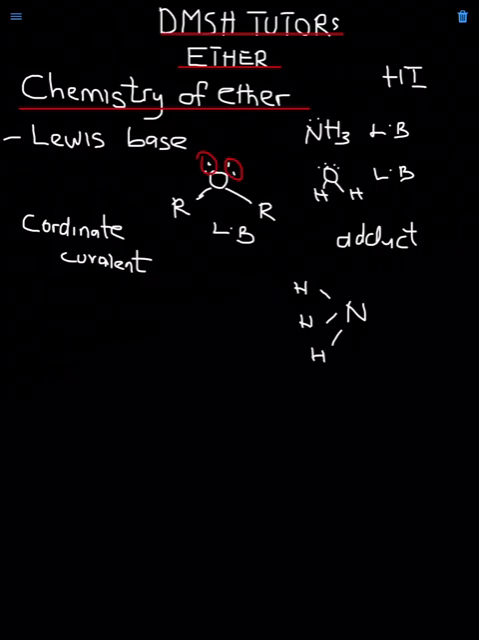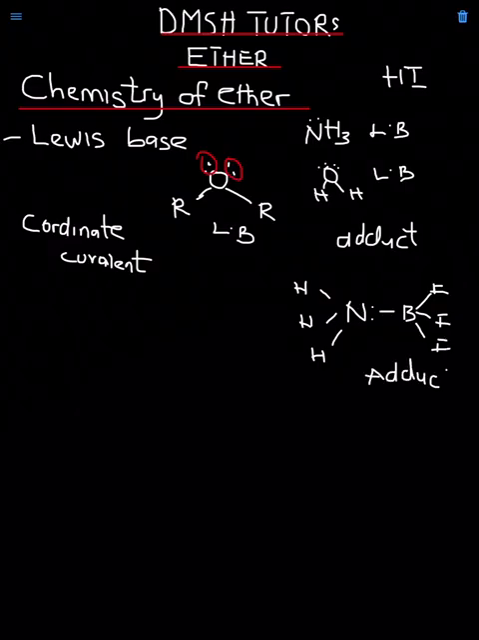This is ammonia, right? So this lone pair, when it attaches to a Lewis acid, so this is boron fluoride, this compound is said to be an adduct. Since ether also has a lone pair, some ether compounds can also act as adducts to a Lewis acid. So they can form adducts with a Lewis acid.